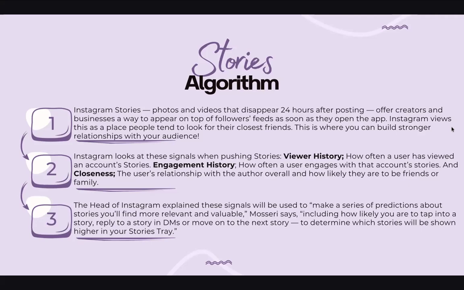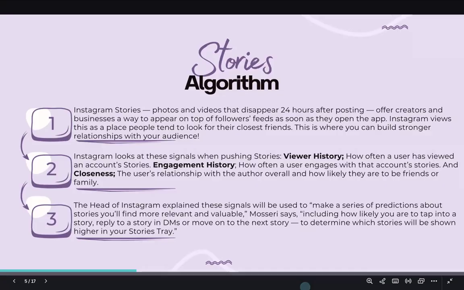He has explained these signals will be used to make a series of predictions, right, about stories that you will find more relevant and valuable. So he talks about how, including how likely you are to tap into a story, reply to a story in the DMs. They now have the ability to comment on a story, engage on it, right, or move on to the next one, will determine which stories will be shown higher in your stories tray.